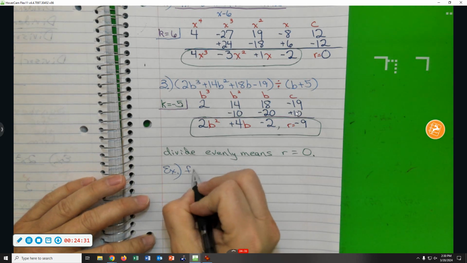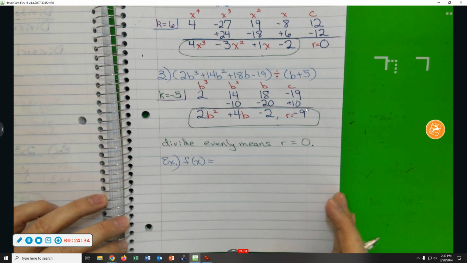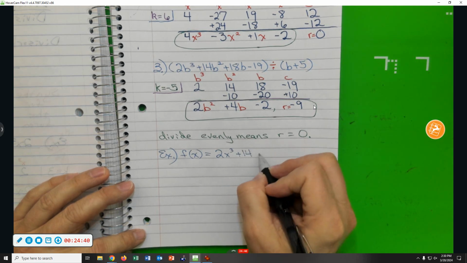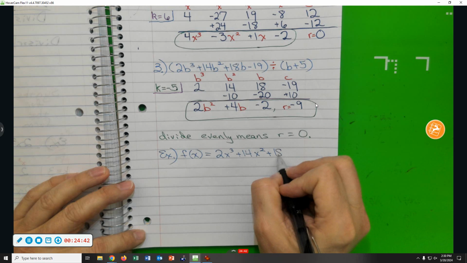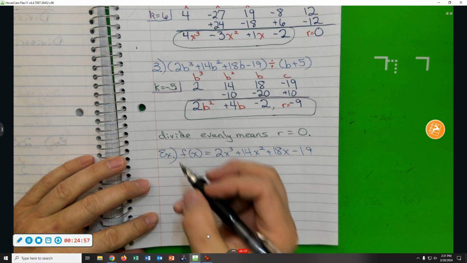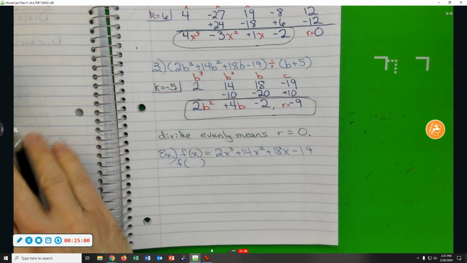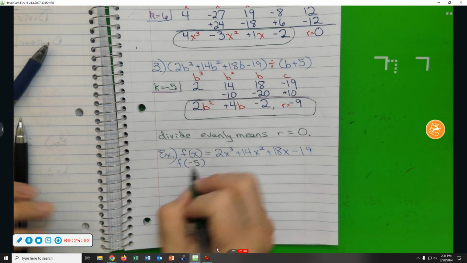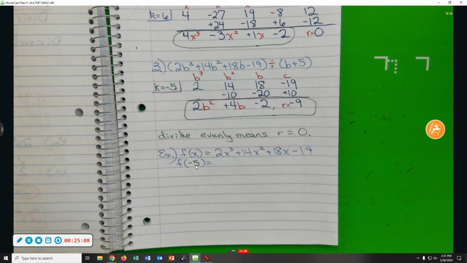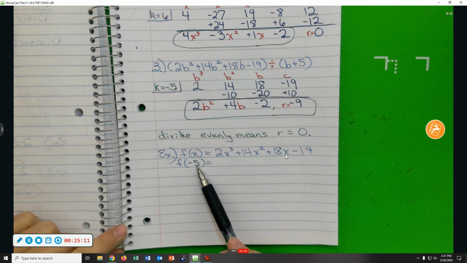Here's my function. I'm making up a function, and I'm going to use the variable x for it, okay? The function is 2x cubed plus 14x squared plus 18x minus 19. Suppose I came in here today and said, okay, here's a pop quiz. Here's the function. I want you to find f of -5. What does that tell you to do? Solve for x. Okay, so everywhere there's an x, you're going to plug in a -5.